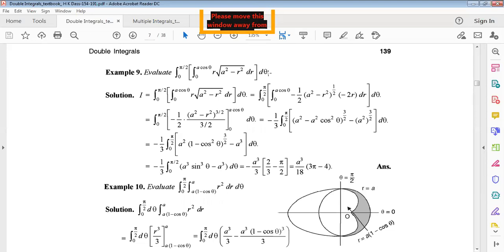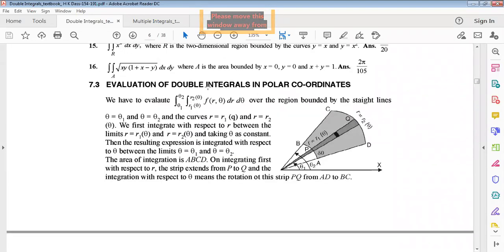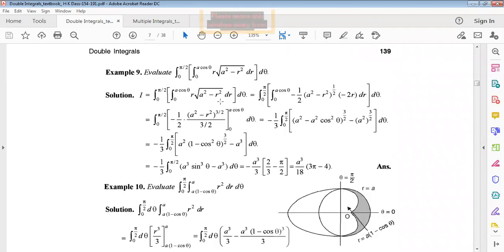There is no xy. The function will be what? A function of r, theta, and integration will be dr and d theta. Okay, so let us consider this integral I equals the definite integral from 0 to pi by 2, 0 to a cos theta, r square root of a square minus r square dr. First of all, we have to find this integral with respect to r.